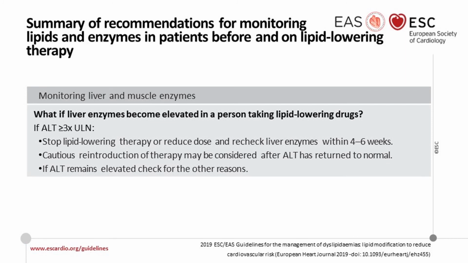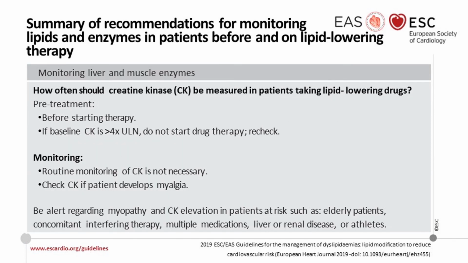If the alanine transferase is more than 3 times the upper limit of normal, okay, if you are following up the liver enzymes and the ALT is more than 3 times the upper limit of normal, you stop the lipid-lowering therapy or reduce the dose and recheck liver enzymes within 4 to 6 weeks. Cautious reintroduction of therapy may be considered after ALT has returned to normal. If the ALT remains elevated, check for other reasons. So this is how to manage the patient with elevation of liver enzymes.